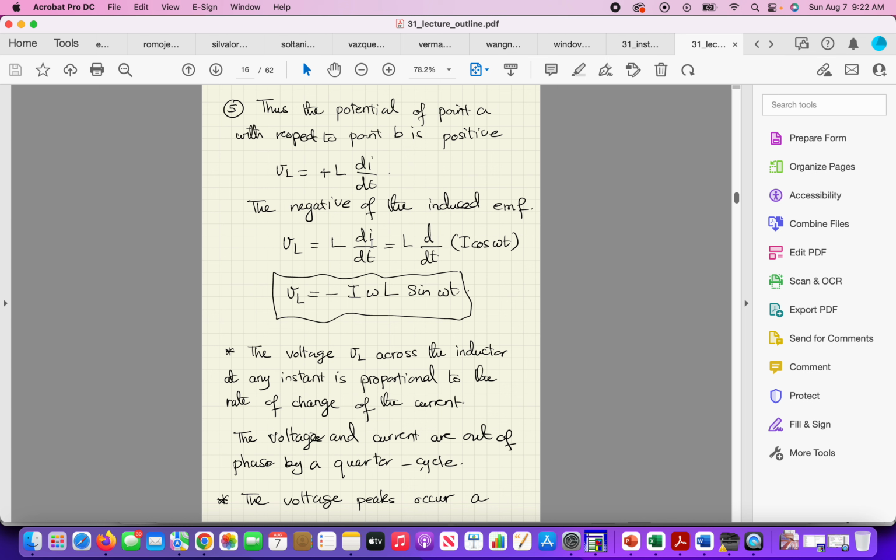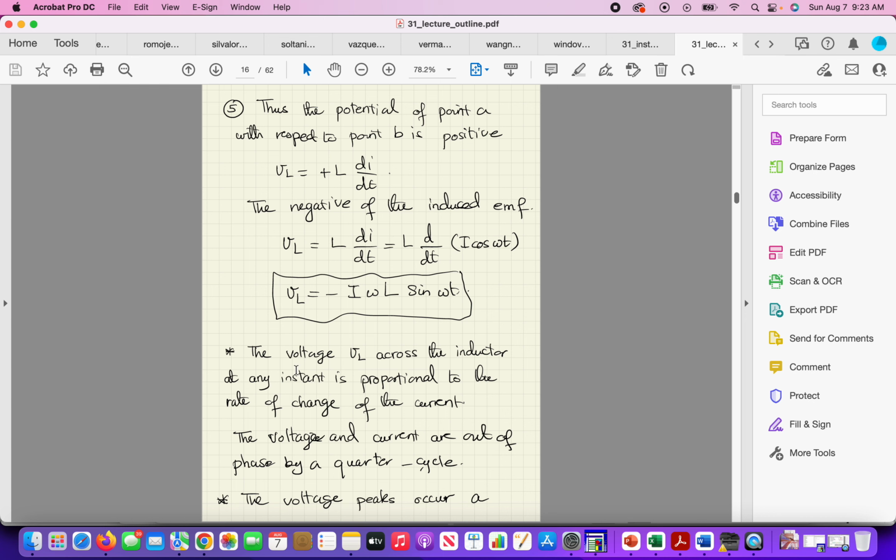Then VL is going to be plus L di over dt. And then we get the equation for the instantaneous voltage of the inductor: VL is negative I omega L times sine omega t.